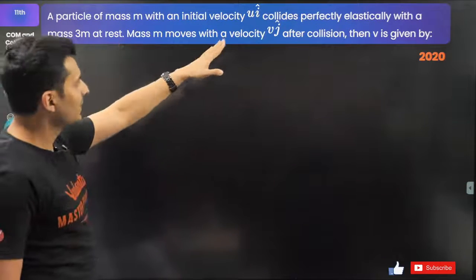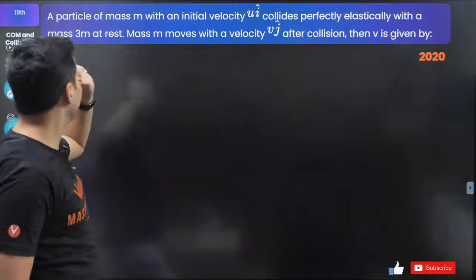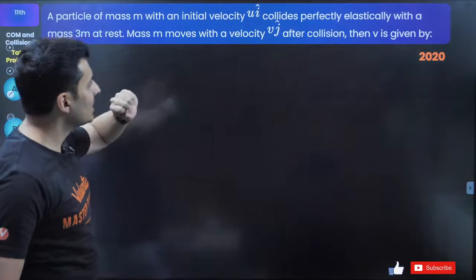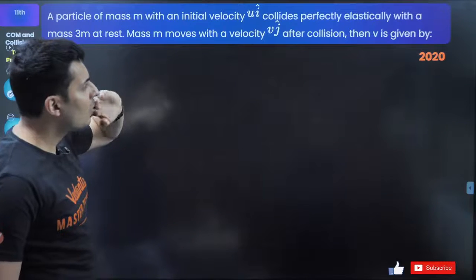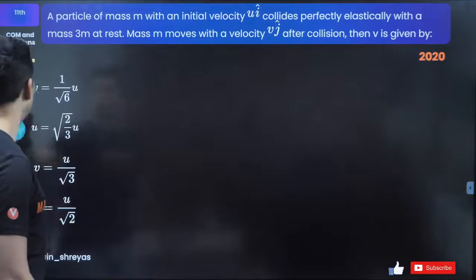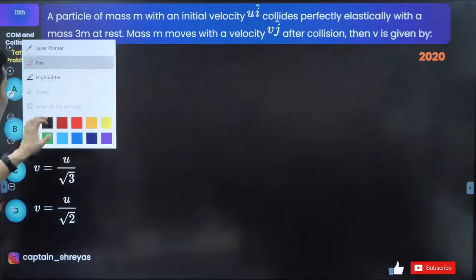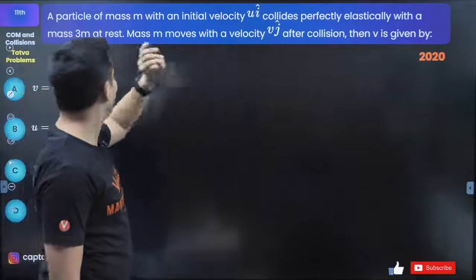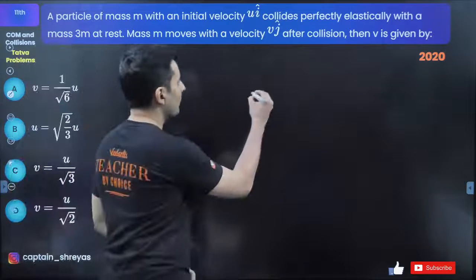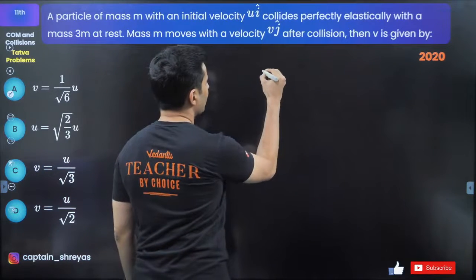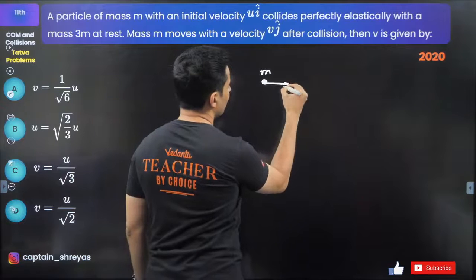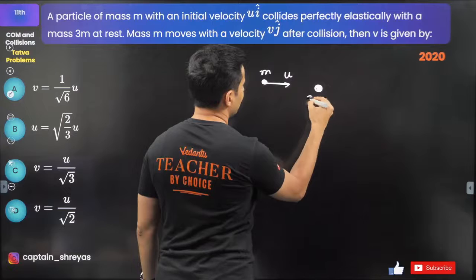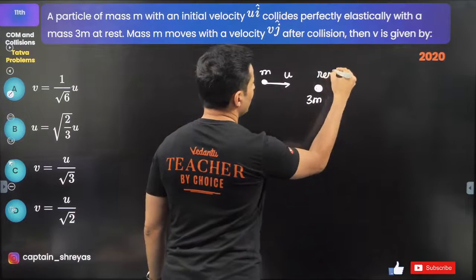A particle of mass m moving with some speed collides elastically with another mass at rest. Mass m moves with v j cap after collision. What do you think is v? Wow, beautiful question. Let's first visualize what is happening. Mass m moving with u i cap collides with another mass, which is 3m, and this is given to be at rest.